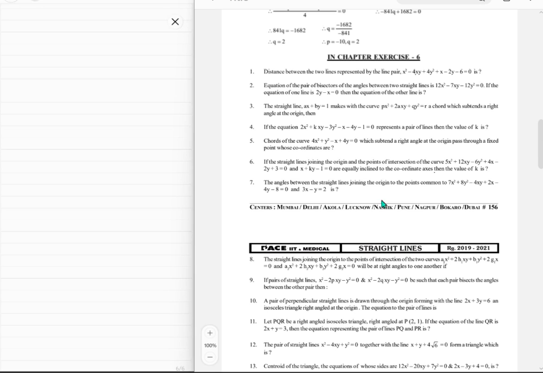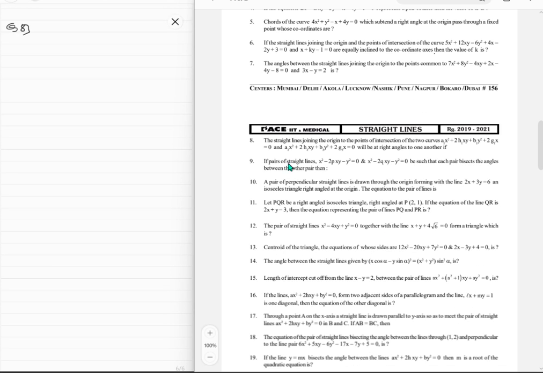Where did we go? Question number 7 we just did. Question number 8. The straight lines joining the origin to the point of intersection of these two curves will be at right angles to one another. So you just want to homogenize this thing, because you can cancel these linear terms by subtracting stuff.